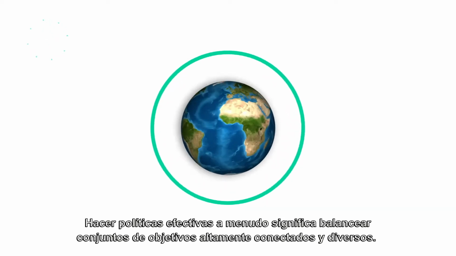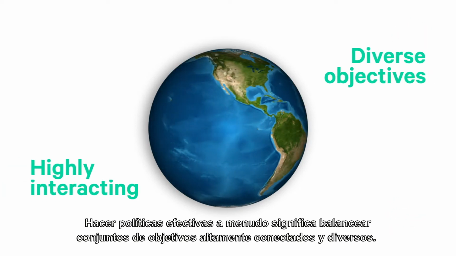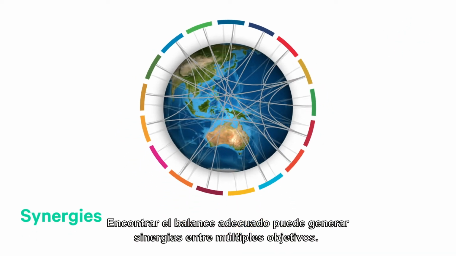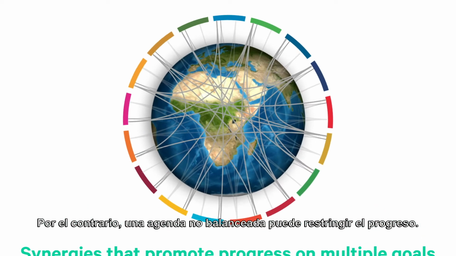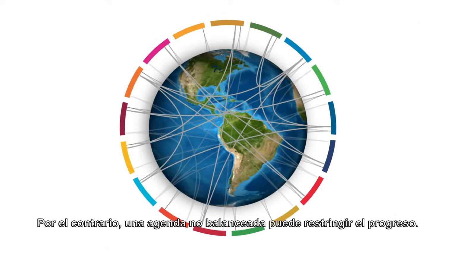Making effective policy often means balancing highly interacting but diverse objectives. Striking the right balance can unlock synergies that promote progress on multiple goals. Failing to do so can restrict progress and see momentum lost.